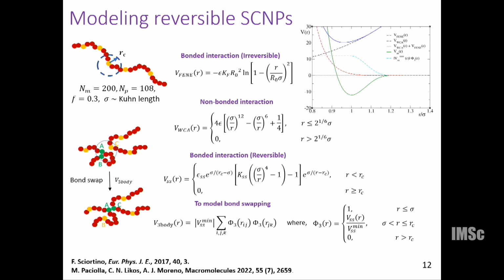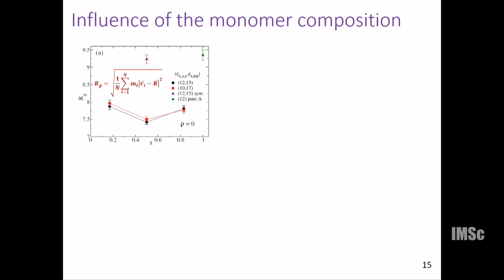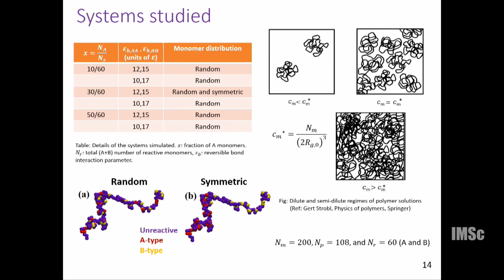So in some way, we are able to mimic the Wittremers system, which is why we chose these kind of parameters, okay? So then let me go through the results part.